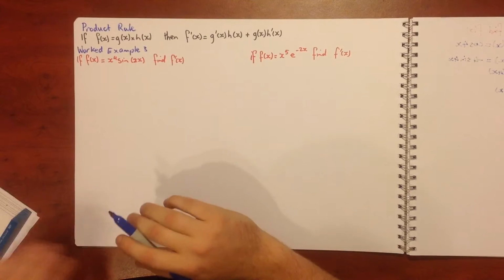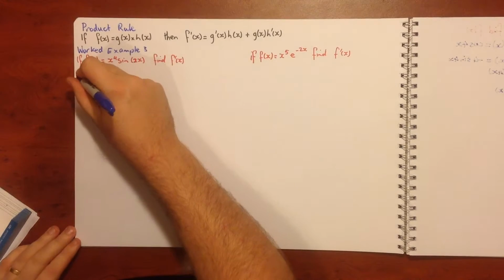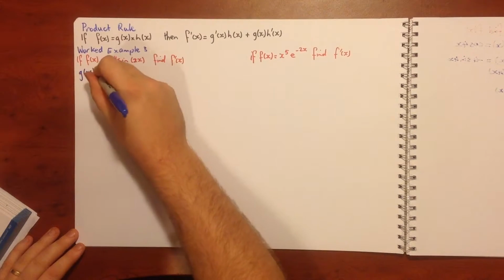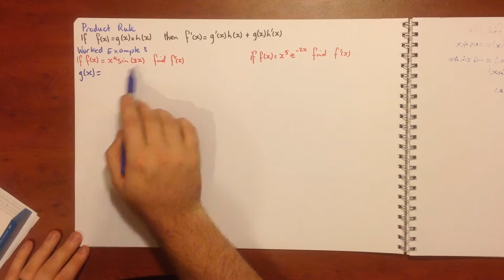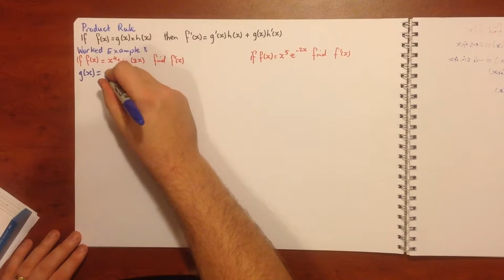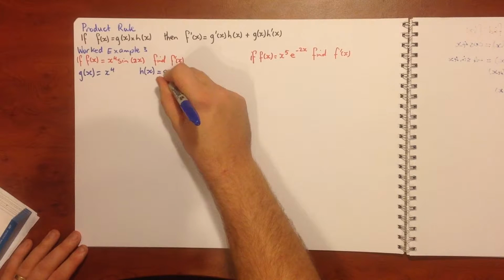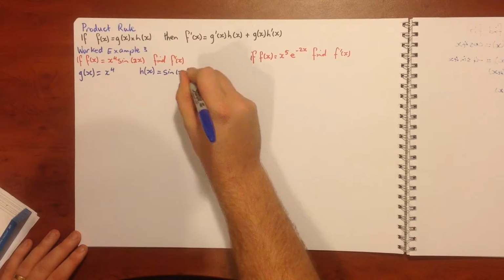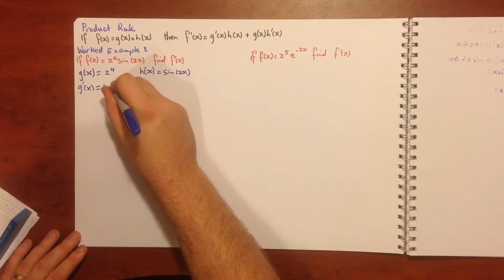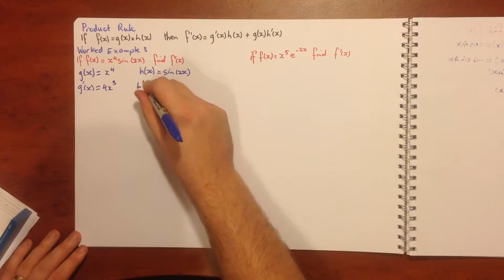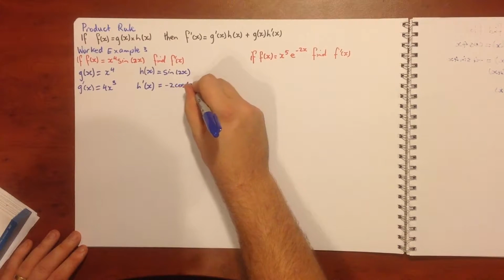We don't use our dy dx notation too much for this, because the easiest thing is really to do it like we were and just say, well, what's g of x? In this one, we've got f of x equals x to the 4 sine of 2x. Well, g of x is our first bit, so I'm going to say x to the 4. Our h of x is going to equal sine of 2x. Now we can find our g dash of x, which is going to equal 4x to the 3, and h dash of x is going to equal 2 cos of 2x.